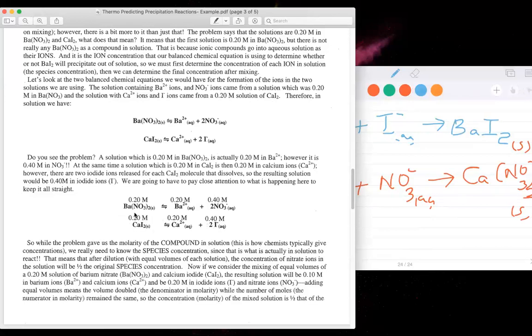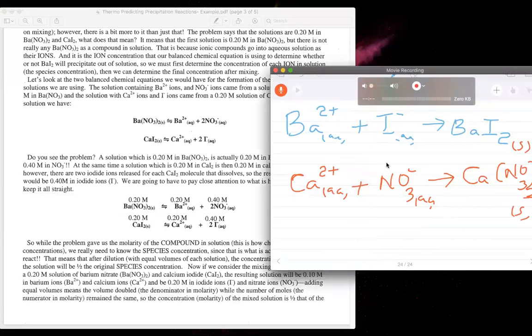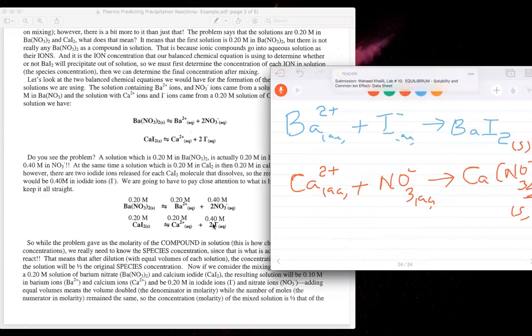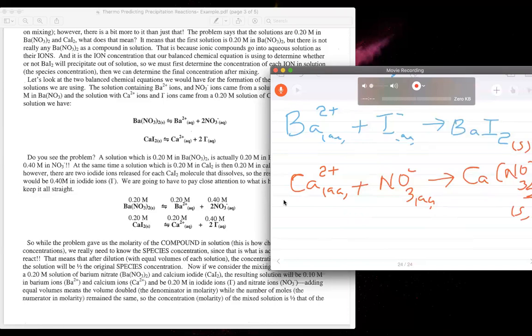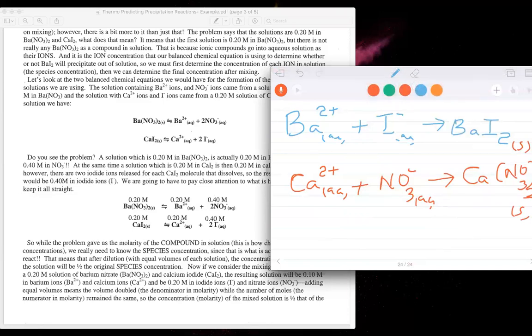In this equation, we have not mixed the solution. Now, on my iPad here, once I mix the solution, this is now mixing, and they exchange the ions. If you look at the iodide, it has combined with barium. Nitrate has combined with calcium. When you mix the two solutions, the concentration will be half what you had initially for each ion.